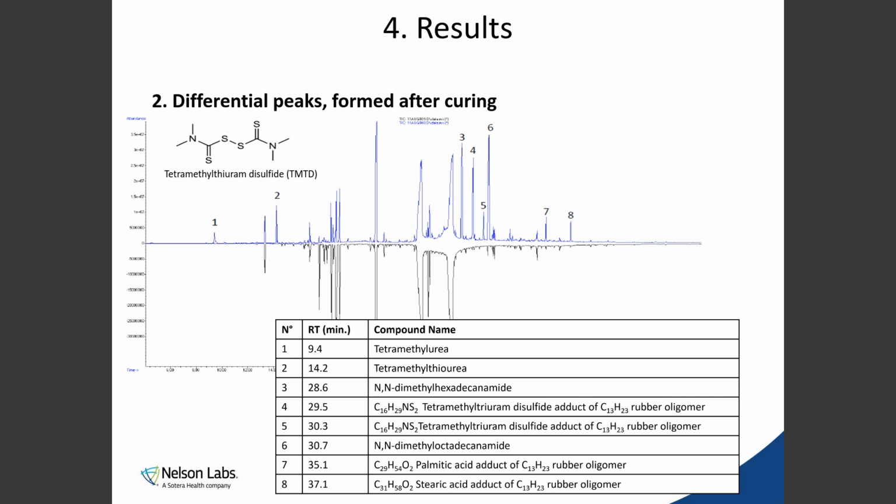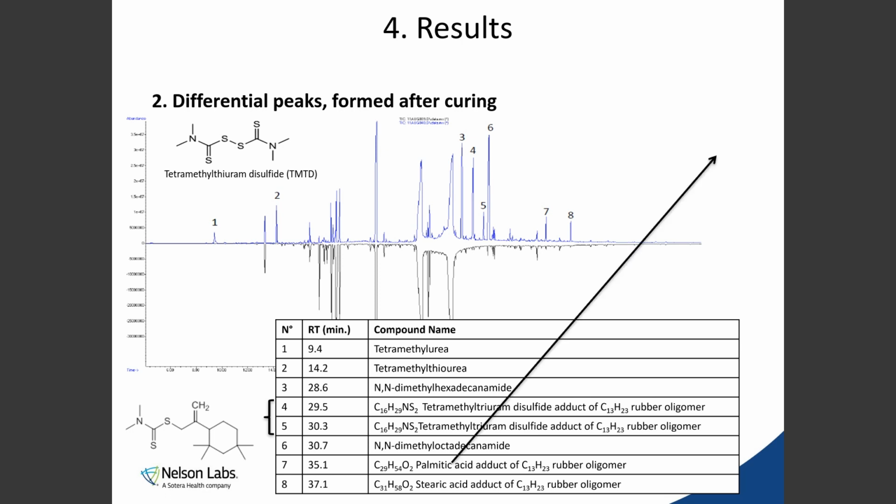And as you can see, numbers 1, 2, 3 are degradation products. But numbers 4 and 5 are the compounds that we expected. And those compounds would be expected if you react that starting compound, that TMTD, with the rubber oligomer, and that's some kind of confirmation of our idea that this could have happened.